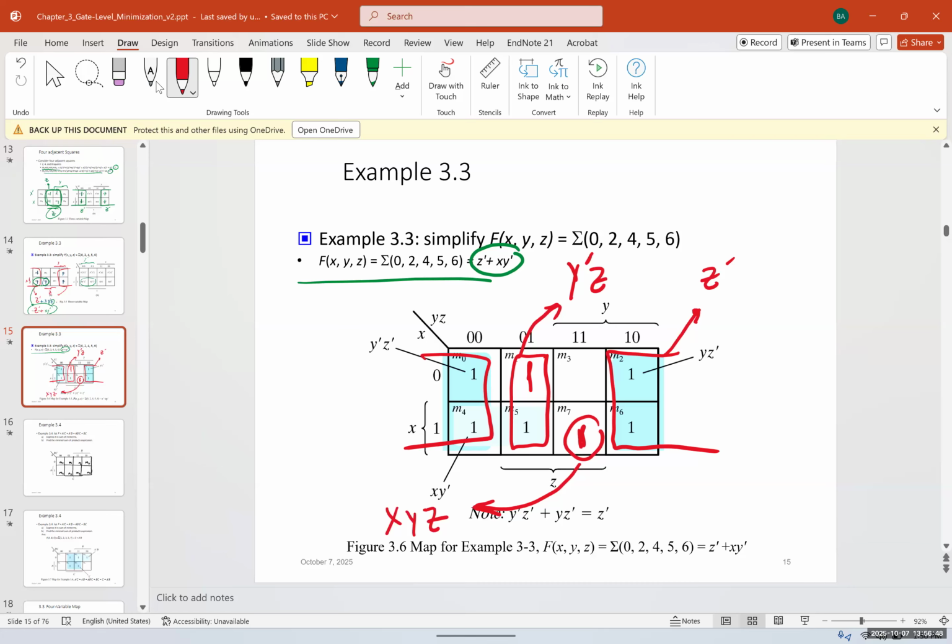So you can see that the more I pair together, the more I reduce the number of variables. Okay, so with 4, I would have 1 variable. With 2, I would have 2 variables, and with 1, I would have all 3 variables. And if everything is 1, f would be equal to 1. So I would have no variables at all, no literals.